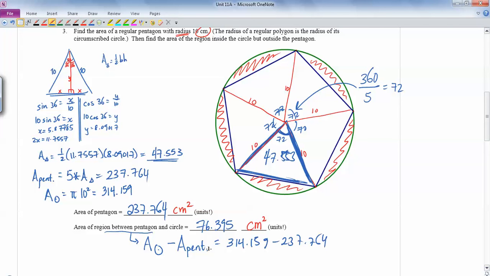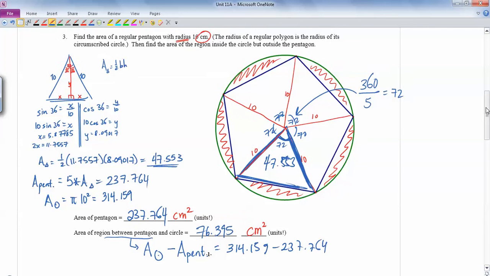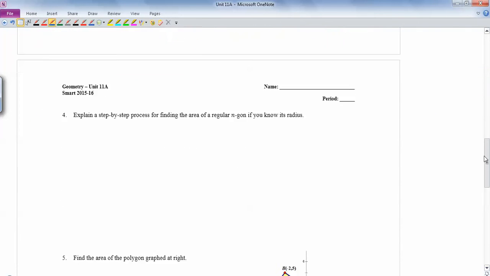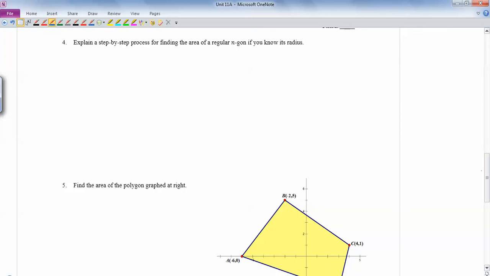Now, these problems are pretty frequent where you've got a regular polygon stuck inside a shape and you have to find various areas associated with them. So in the next problem here, I said, explain a step-by-step process for finding the area of a regular polygon with n sides, if you know the radius. So the idea is that you've got some polygon. You don't know how many sides it has. It's got n sides. So let me try to draw this a little bit better.